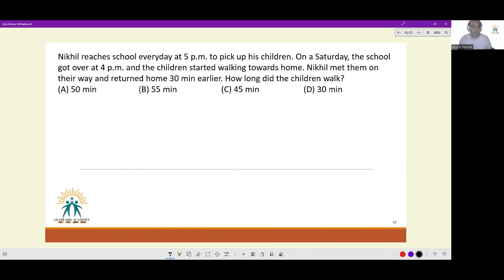This is a more typical version of the question. Nikhil reaches school every day at 5 p.m. to pick up his children. On Saturday, the school got over at 4 p.m. and the children started walking home. Nikhil met them on their way and returned home 30 minutes early. How long did the children walk? Let's say this is the distance between home and school.